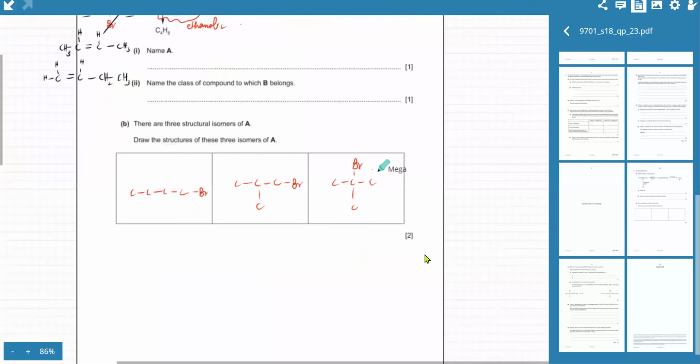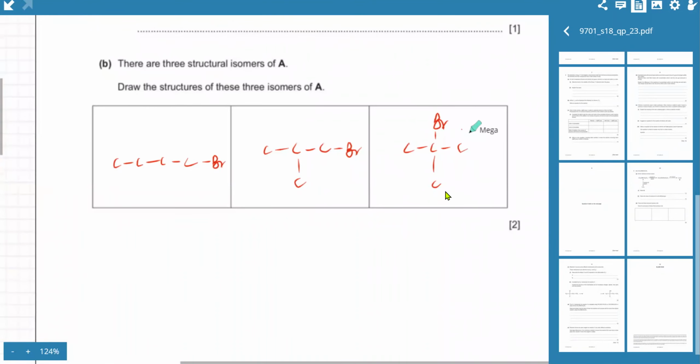Yes. Sir, the Br could be on the branched carbon too. That would be an isomer as well, right? This one? Yes. That would not be an isomer. That would be the same molecule, just a rotated version of that.